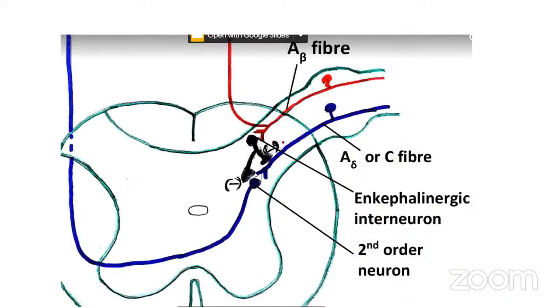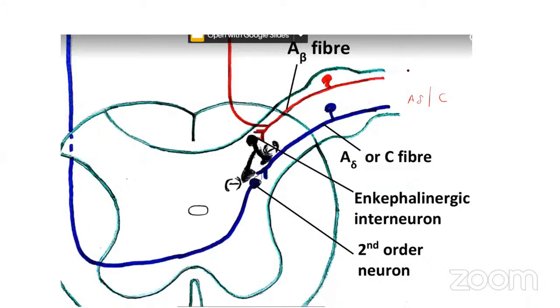So here is the gate. Let's try to understand what happens when we apply liniment or acupuncture. This is the pain fiber. It could be A delta in case of fast pain. It could be C in the case of slow pain. So which carries pain to the spinal cord.